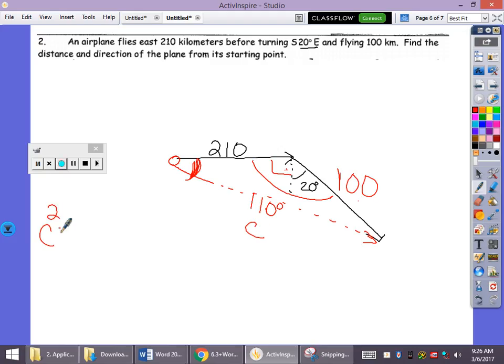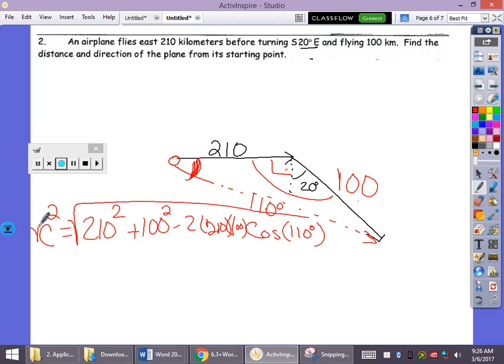So c squared equals 210 squared. You could have started with 100 squared. It doesn't matter. A and B are like legs of a triangle. They're interchangeable. It doesn't matter which one I start with. Plus 100 squared minus 2 times 210 times 100 times the cosine of 110. I type that in my calculator, and then I take the square root of it, and I get c equals... that's for the magnitude. What do we get?